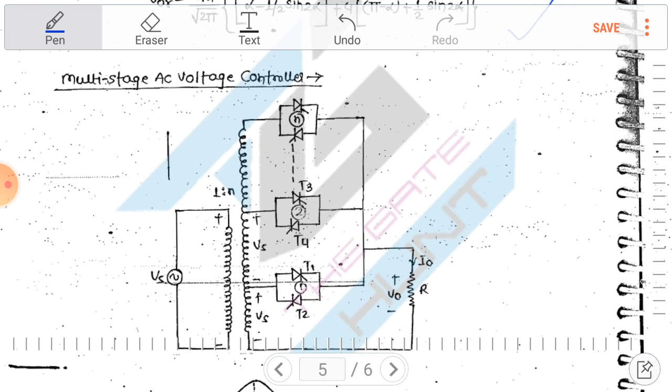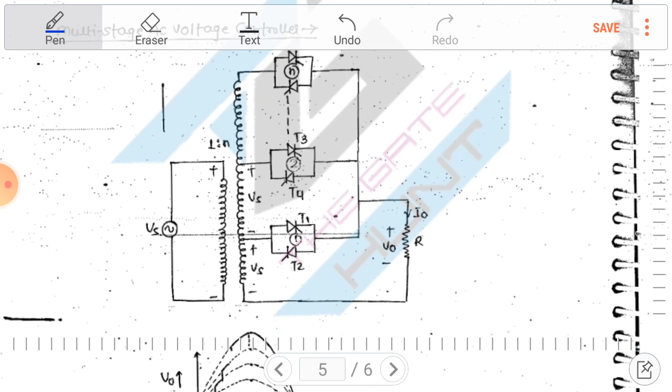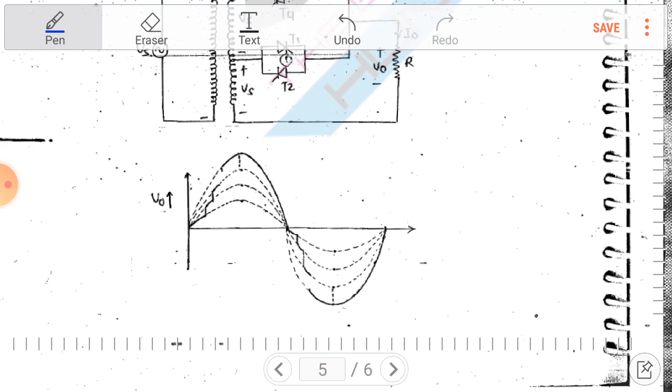Multi-stage AC voltage controller is the next one. Similarly, like two-stage, we can cascade a number of stages in AC voltage controller like this, and the waveform we observe is this one, where the firing angle of each thyristor group is altered to get the sinusoidal AC voltage. And what is the advantage of this? We can get the lower harmonic distortion and higher power factor.